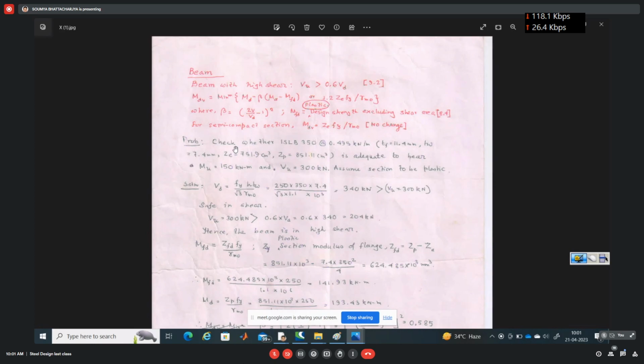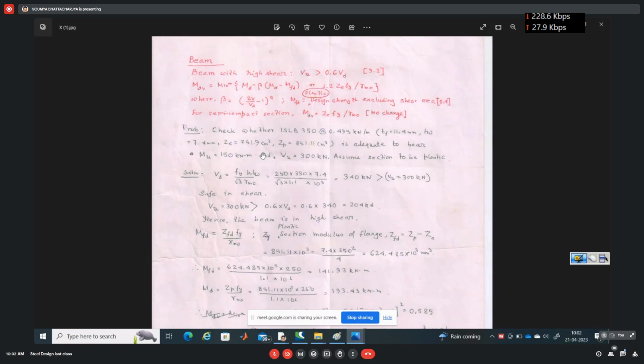So this one is beam with high shear. When the factored shear force is more than 60% of its shear capacity, then we call that the beam is under high shear state, and we then calculate the reduced moment capacity by this equation: Md minus beta times some deduction because of the high shear, or 1.2 Ze fy by gamma m0, whichever is minimum, where beta is a factor which considers this high shear aspect. Mfd is the plastic design strength excluding shear area.